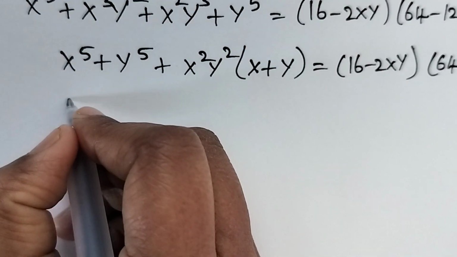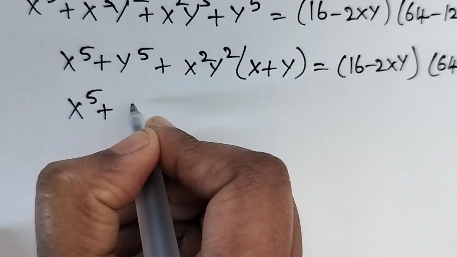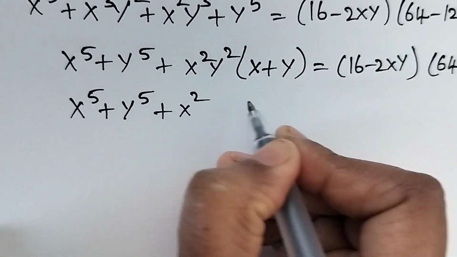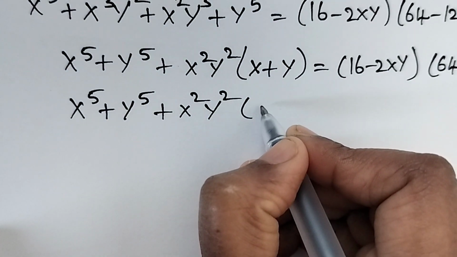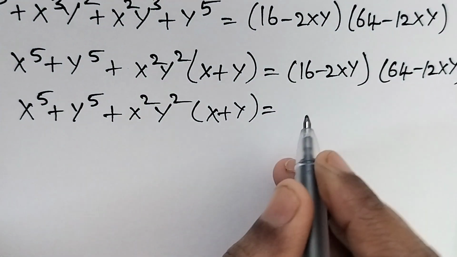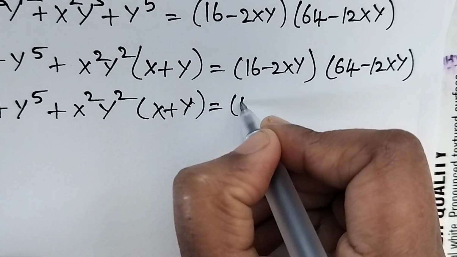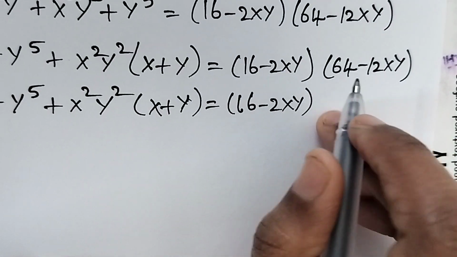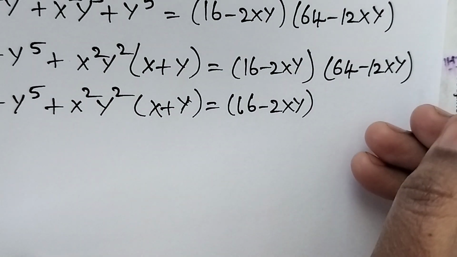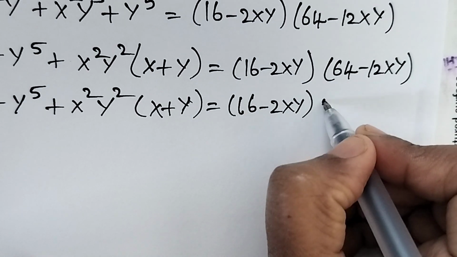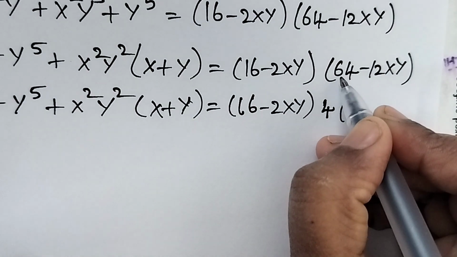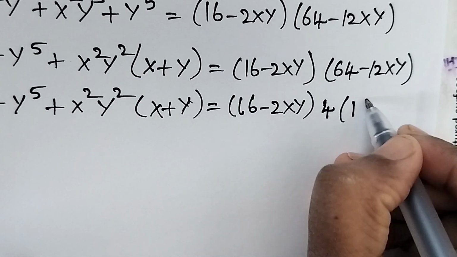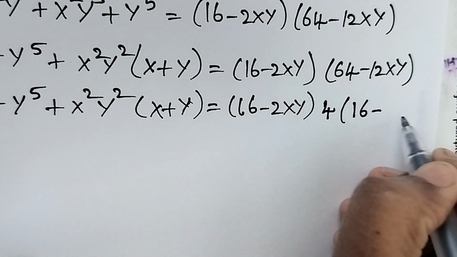So now x power 5 plus y power 5 plus x square y square times x plus y is equal to 16 minus 2xy. So in these two terms we can take out common, so that is 4. So we are taking out 4 as a common, so here we will get 4 times 16, which is equal to 64. So 4 times 3, which is equal to 12, so 3xy.